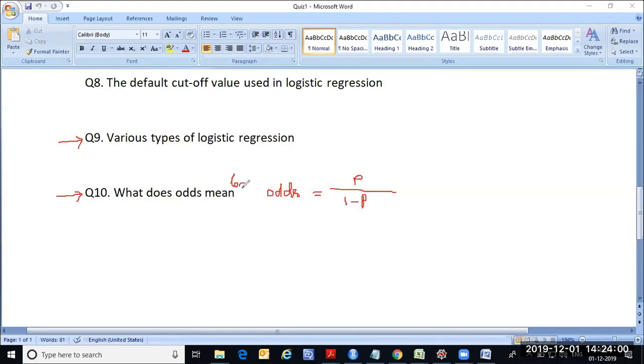What is log of odds? If you apply log on both sides, what do you call that function? Logit function, right? It's not line function, Praveen. It's logit function. Logit.